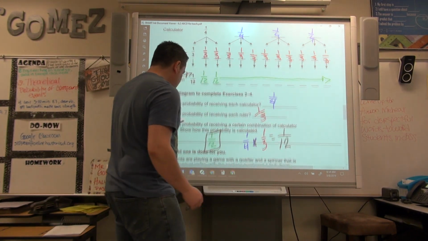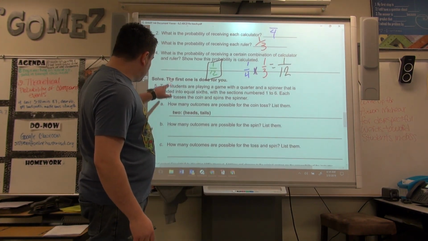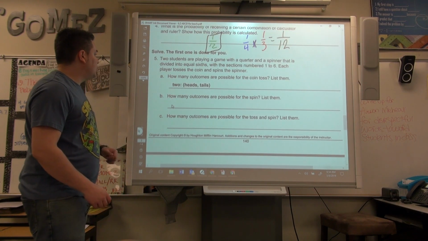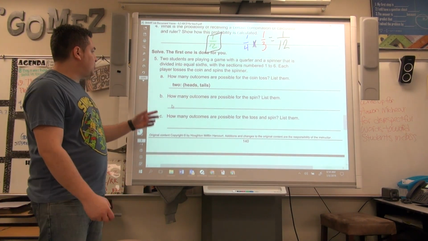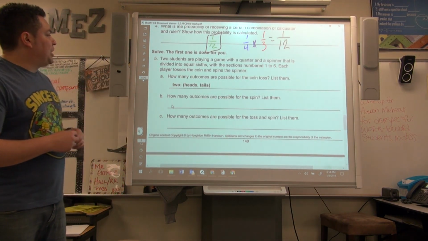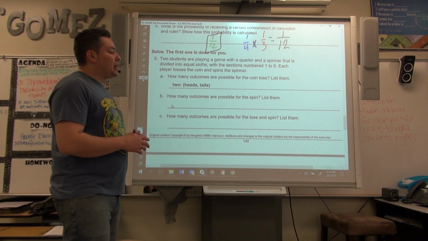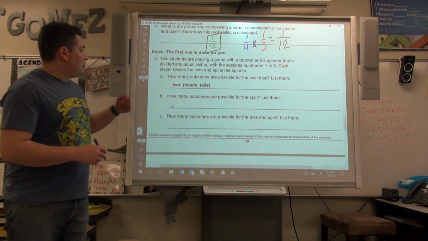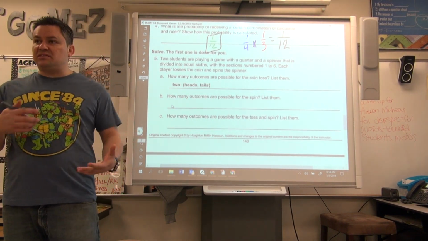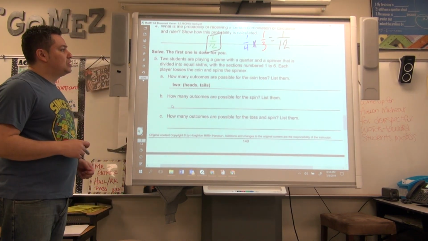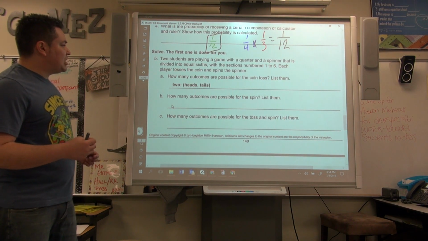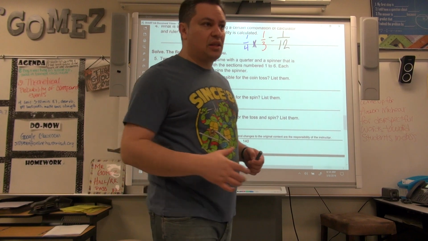Now, we have 1 more example with ABC, 3 answers. 2 students are playing a game with a quarter and a spinner that is divided into equal sixths. So the spinner has 6 sections. Each section is numbered 1 through 6. Each player tosses the coin and spins the spinner whenever they get the turn.